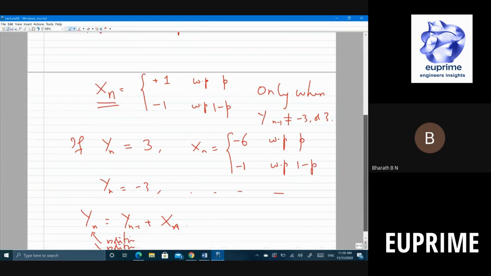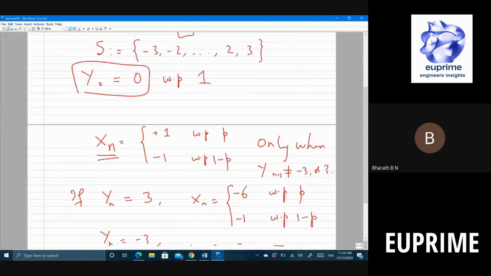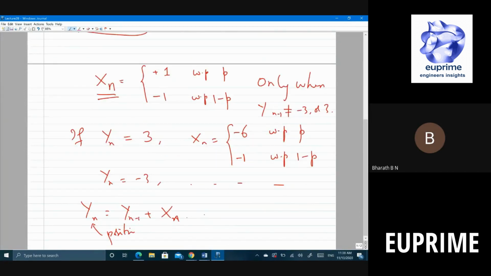That's why I changed the notation, right? Y0 is 0. You start at 0 with probability 1. That will be your position at time 0. At time 1, what will be the position? You can calculate from this, right? Y1 is Y0 plus X1. Y0 is 0, so it will be X1. So, for example, if X1 is 1, then you go to 1 from 0. If it is minus 1, you go to minus 1.